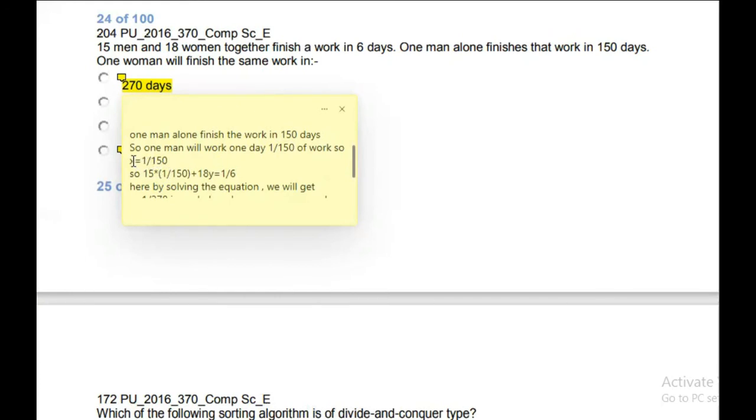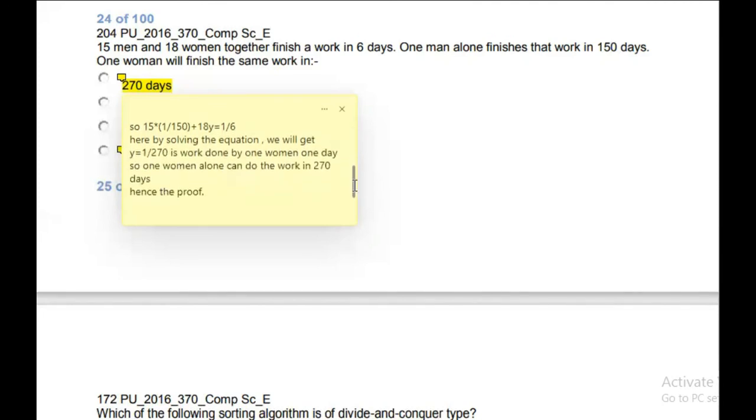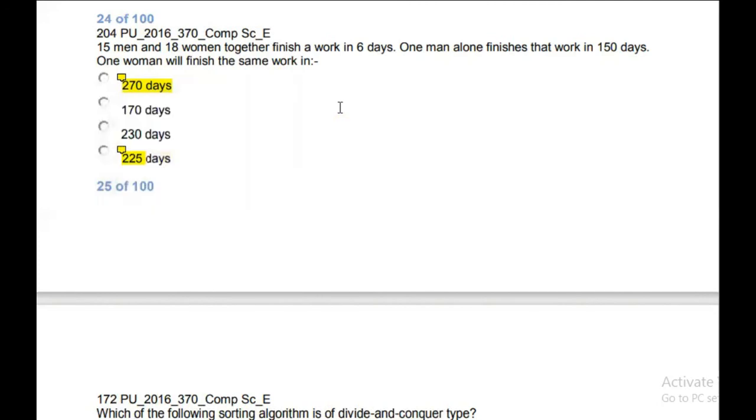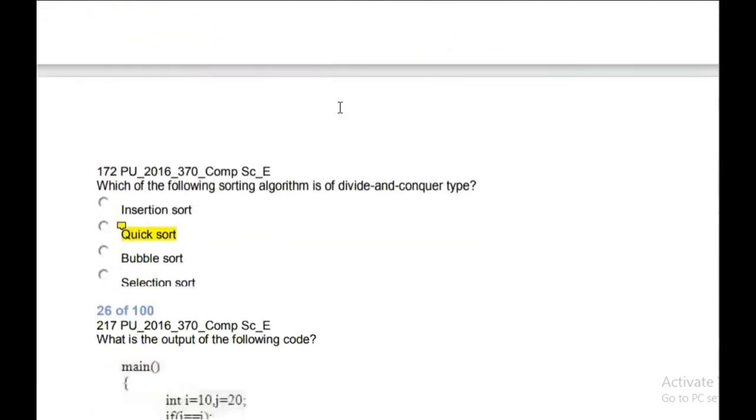Put this value in the above equation: 15 into 1 by 150 plus 18Y is equal to 1 by 6. By solving the equation, we get Y equal to 1 by 270, the work done by one woman in one day. So one woman alone can do the work in 270 days. Hence proved. So option A, 270 days, is the correct option.